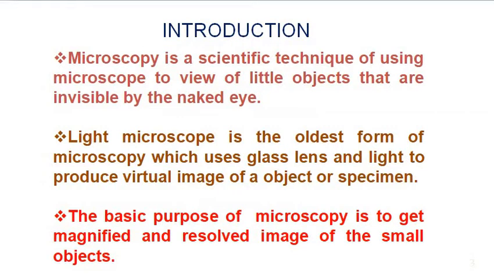Microscopy is a wide branch of science. It is a scientific technique of using a microscope to study little objects. These little objects are small in size and we cannot see them with our naked eye, and the microscope such as the light microscope is the oldest form of microscopy. The first microscope was invented to view little things. It is based on light and optical lenses. A light microscope produces an image with the help of glass lenses and light. The basic purpose of microscopy is to get a magnified and resolved image of small living things.